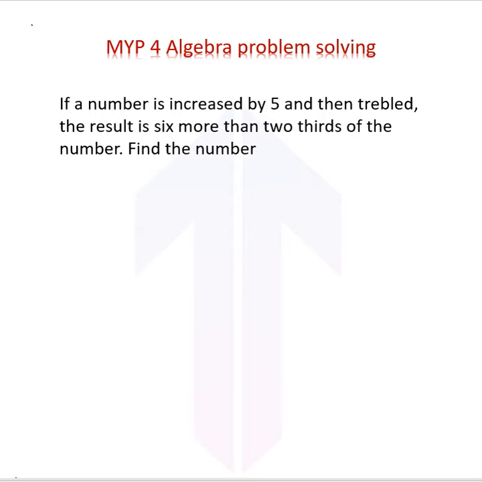If a number is increased by 5 and then trebled, the result is 6 more than 2/3 of the number. Find the number. So we'll say let the number be x.